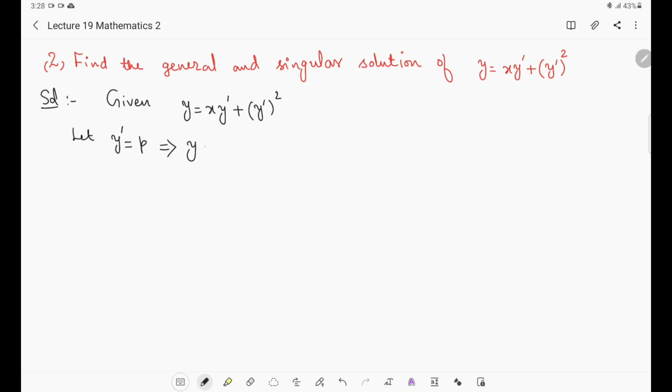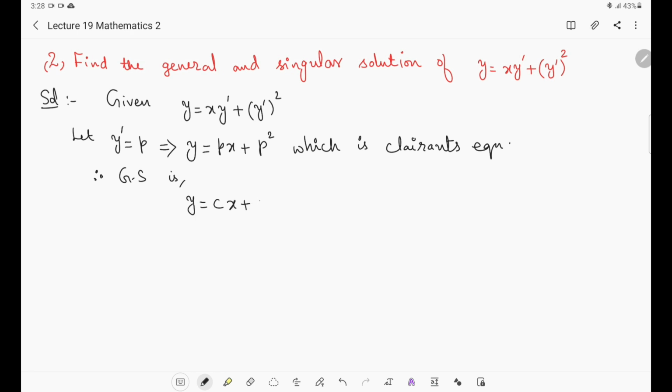So this is in the form of Clairaut's equation. That's why I am taking y dash equals p, which gives y equals px plus p square, which is Clairaut's equation. y equals px plus f of p, px plus a function of p. Therefore, the general solution is, what do we have to do? We have to replace p with c. So it is c into x plus c square.